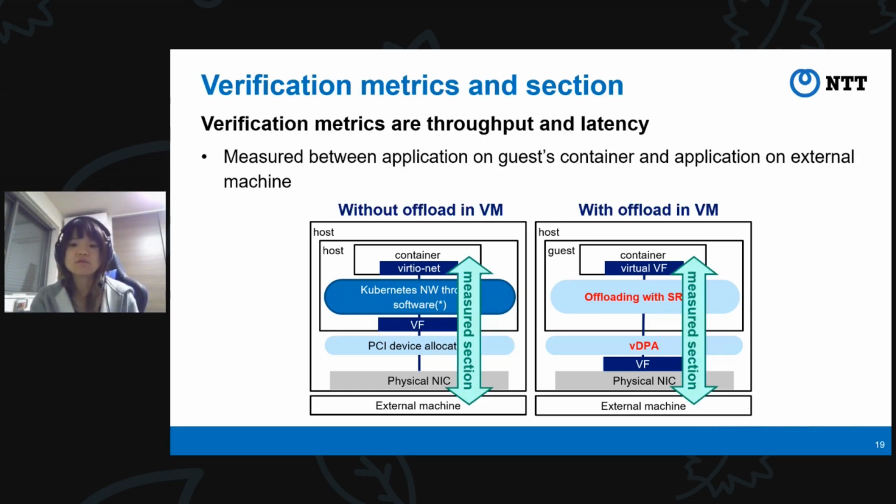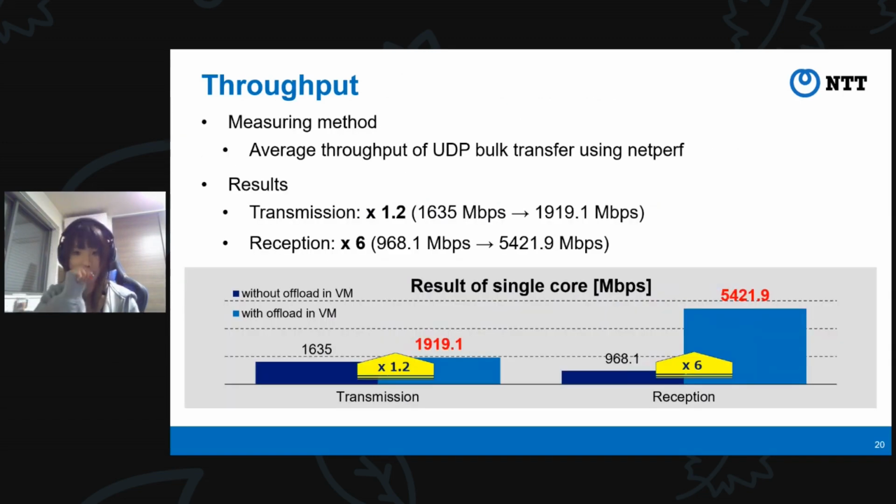This shows the verification metrics and sections. We measured between an application on the guest container and an application on an external machine, as shown by the green arrow. Then, I'll explain the improvement of throughput and latency.